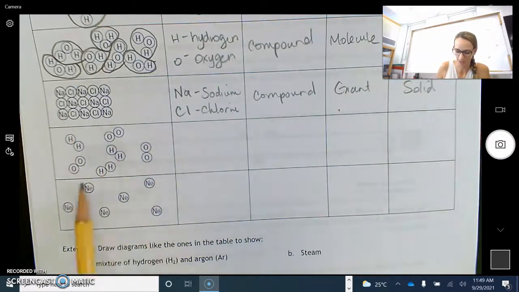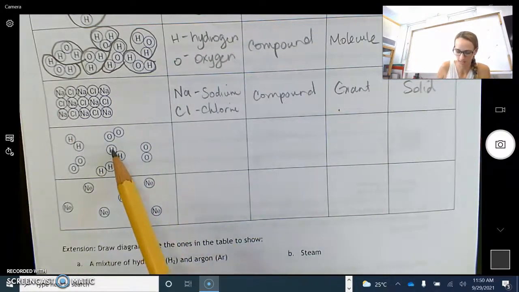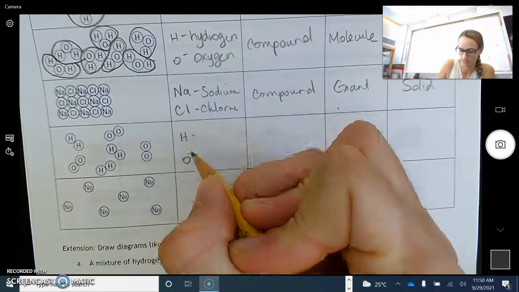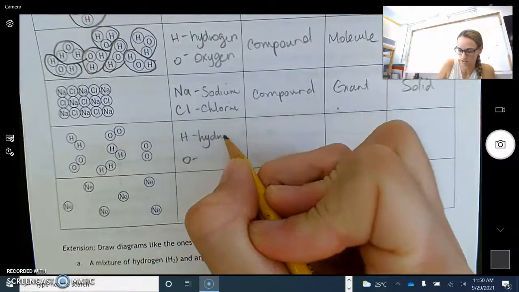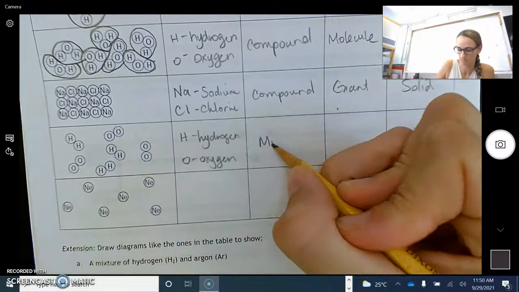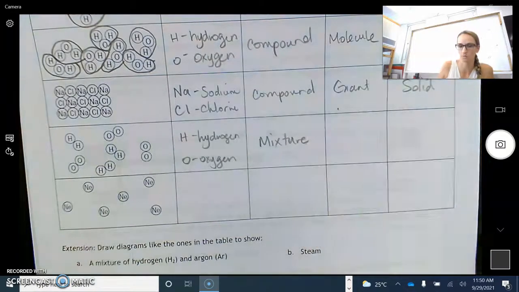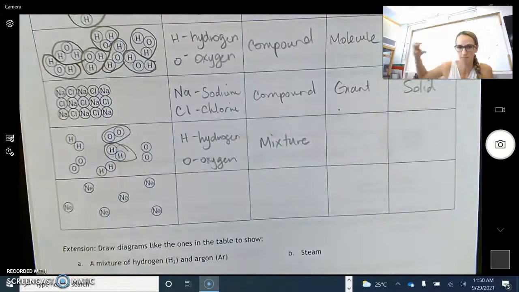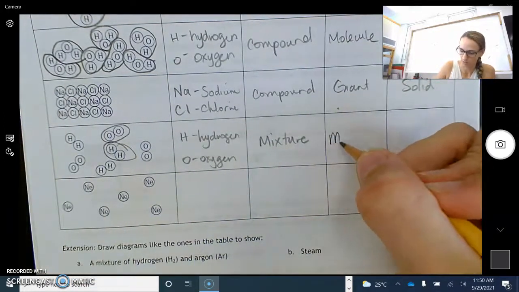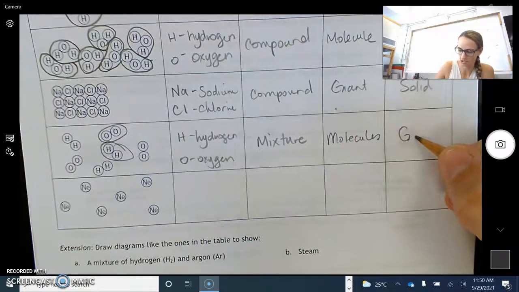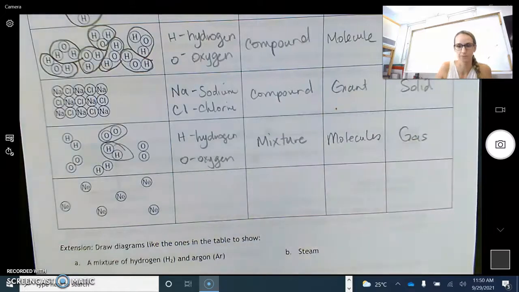Finally, we got our first one where they're not bonded. We have got H's and O's separate from each other. So that means this time it's hydrogen and oxygen, but rather than being a compound, it is a mixture. This is what we mean when we say mixture. 2 different substances in the same container, but not bonded. These are both molecules, and they're a gas because they're not touching, and they're spread out.